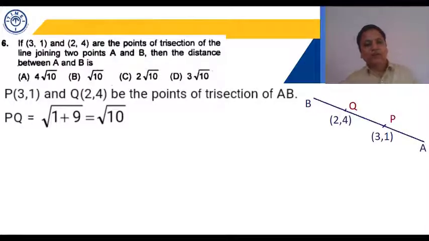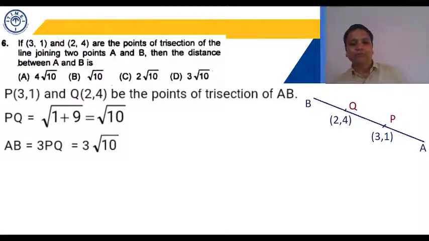Now PQ, if we apply the formula, same: under root of (x2 minus x1) whole square plus (y2 minus y1) whole square. That is 3 minus 2 is 1, 1 square is 1. Plus 1 minus 4 is minus 3, its square is 9. So 1 plus 9 inside the square root, it becomes root 10. So we can safely say length of PQ is under root 10.